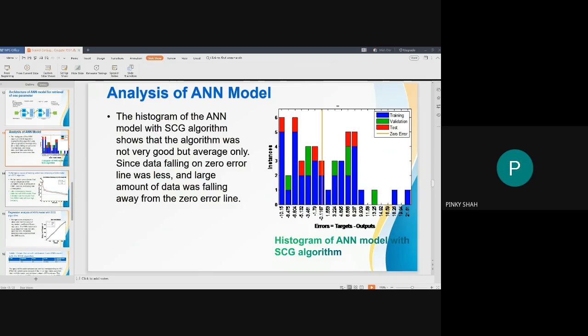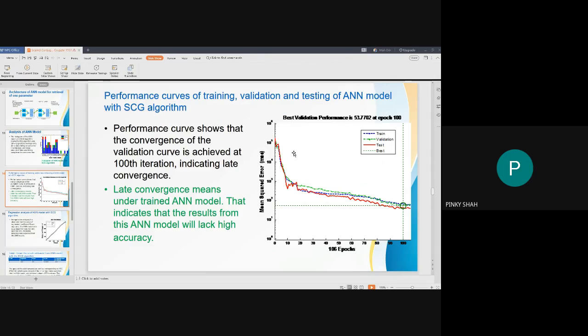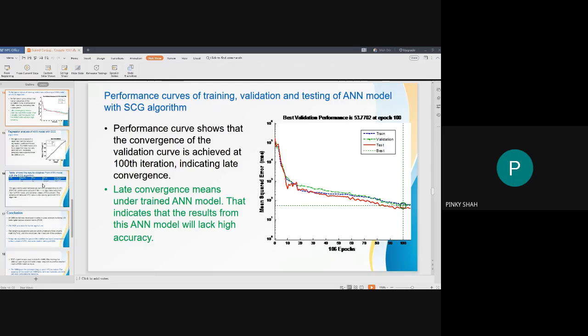After this, we have another curve which defines the performance curves of training, validation, and test of the ANN model with the SCG algorithm. In this performance curve, the convergence of the validation curve is achieved at the 100th iteration. So after the 100th iteration, we found a late convergence. What about the late convergence? It means the ANN model is under-trained, which indicates that the result from the ANN model will lack high accuracy. So, moving toward the next slide.